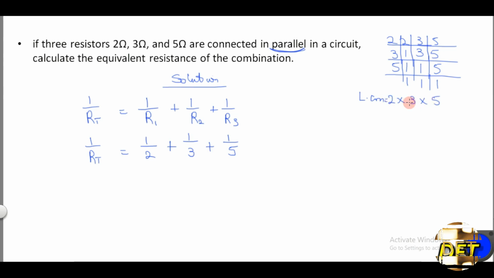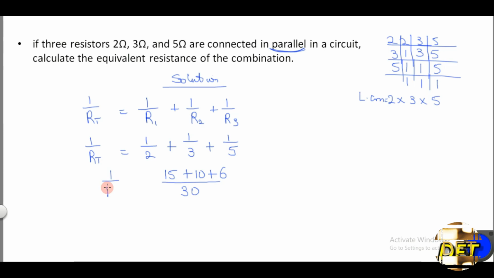2 times 3 is 6. 6 times 5 is 30. So the LCM is 30. So I'll come here and write this bar here and put my LCM there, 30, right? So 30 divided by 2 will give me 15, so times 1 will give me 15. So that will be 15 plus 30 divided by 3 is 10 times 1 is 10. So that's 10 plus 30 divided by 5 is 6 times 1 is what? 6. So that will be 6.